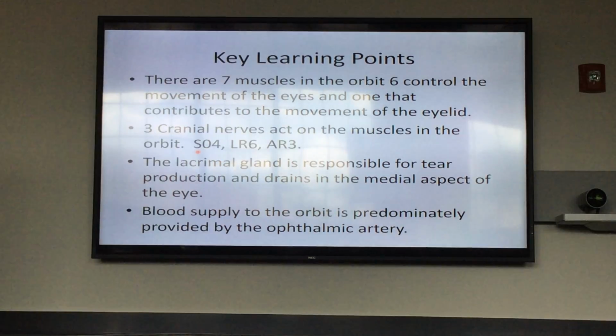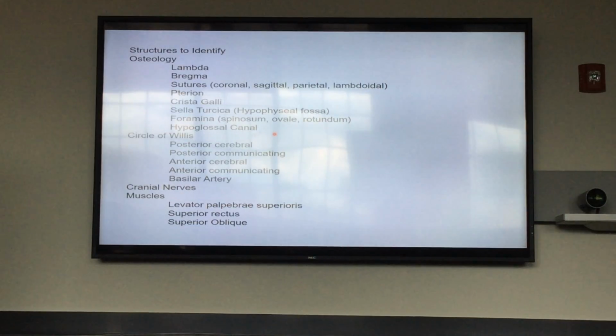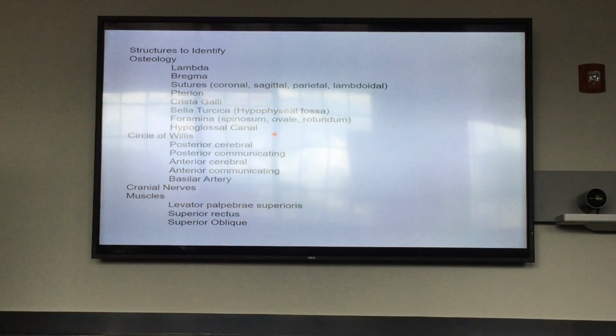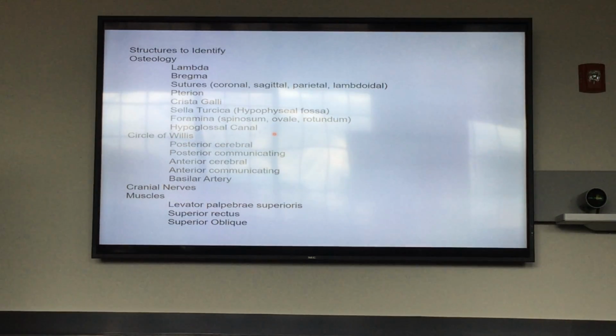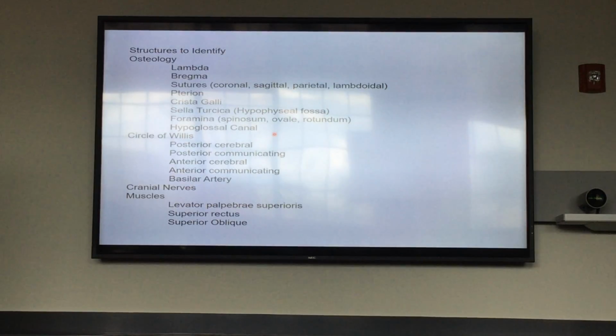If you memorize this, it'll make understanding what's going on in the orbit pretty easy. So SO4, right? Superior oblique, 4, trochlear nerve. LR6, 6, abducens, lateral rectus. All the rest are 3. You know that there's 7 muscles in the orbit, 6 of which drive the eye. Lateral rectus, 6. Yes. SO4, LR6, all the rest 3. If you memorize that, it'll be easier to put those things together.